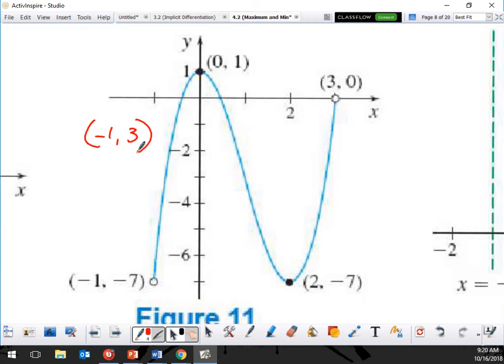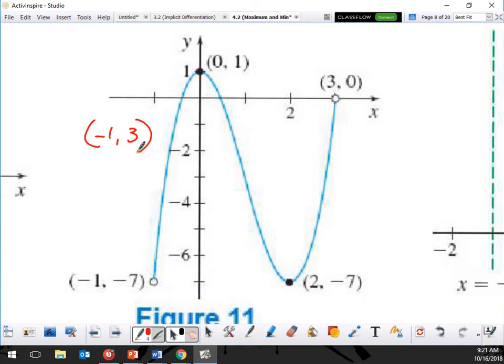Because those are holes at the end, am I going to be able to do absolutes? No. Over that interval, I'm not going to have an absolute maximum or absolute minimum, because if I'm not including the endpoints, I'm not going to get that. Does that make sense? So what was question B? Absolute values, but they don't exist. We're not going to have any absolute off of this.